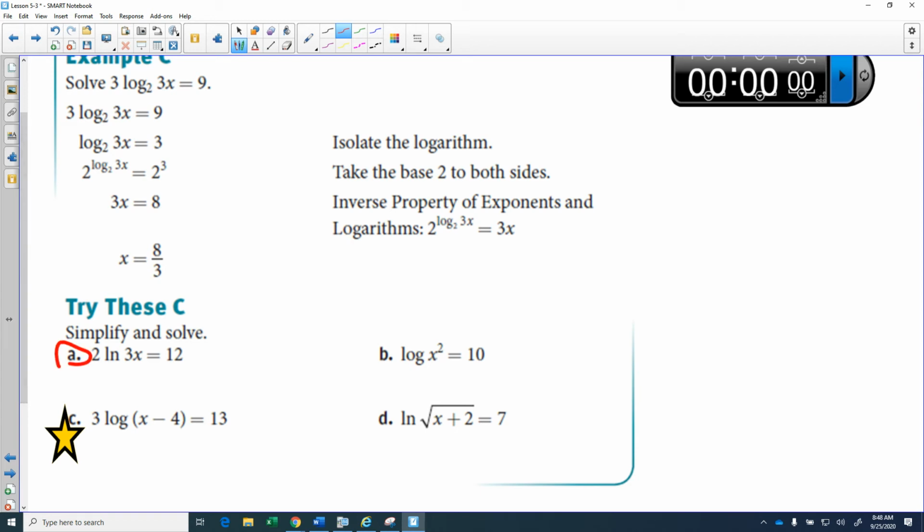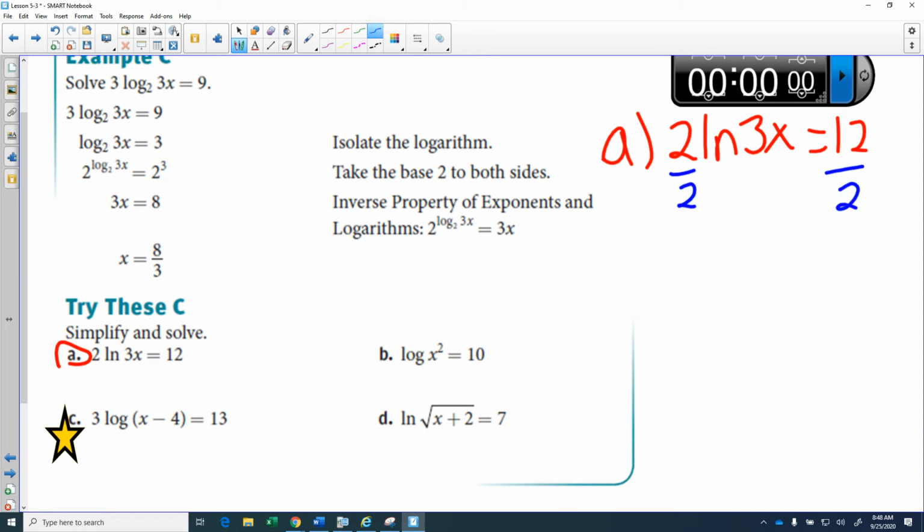Well, if we talk about letter A here, we have 2 natural log of 3x equals 12. If I'm trying to think, how do I actually solve this out? First and foremost, let's get this natural log by itself. To do this, we have to start by getting rid of that 2 in front, because it's the one thing that's not connected to the natural log. It's being multiplied to it.